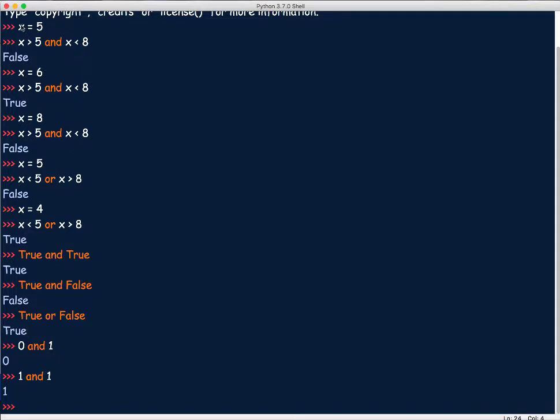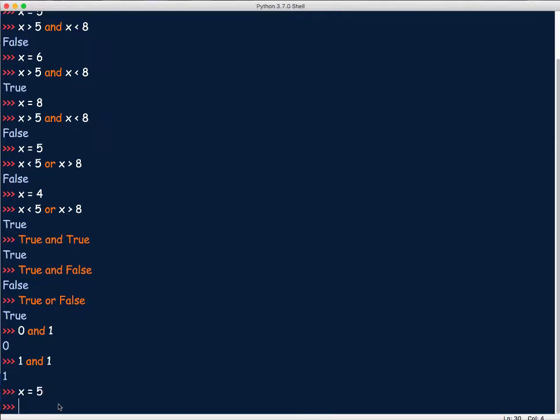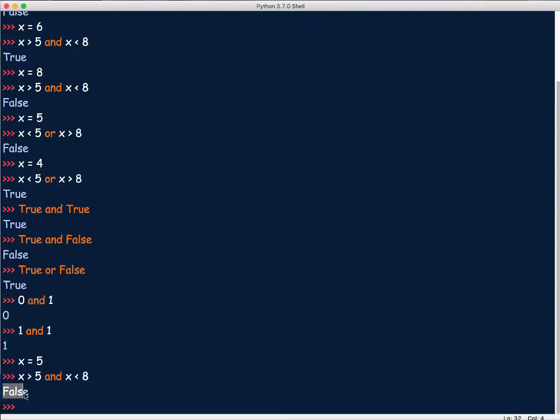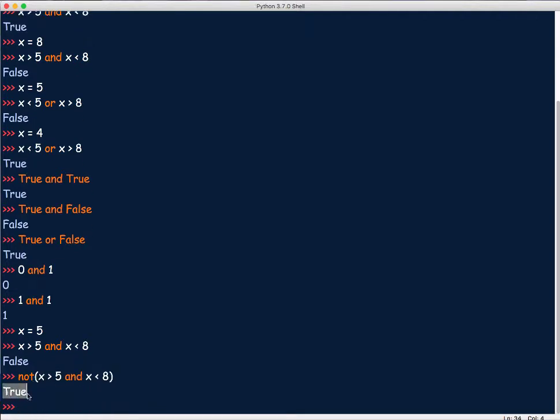So let's go back to one we did earlier. So x is going to be equal to 5. Now, earlier what we did is we said x greater than 5 and x less than 8, right? So that returned a false. Now watch. Not x greater than 5 and x less than 8. Notice it says true, right? Not essentially does the opposite. So if it's true, not makes it false. That's kind of what you have to remember.